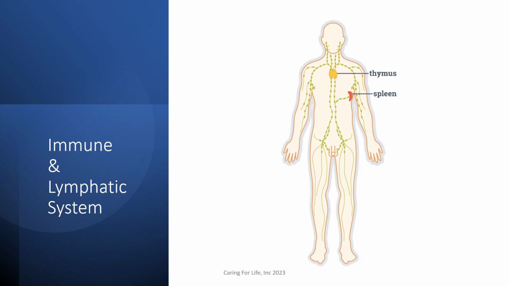Then next you have the thymus. That's located posterior to the sternum. The thymus is large in children, and then it shrinks after adolescence. It is responsible for the production and maturation of T cells. Then we have the spleen. The spleen is the largest lymphoid organ. It's located in the upper left abdominal quadrant. It's home to macrophages that filter the blood.